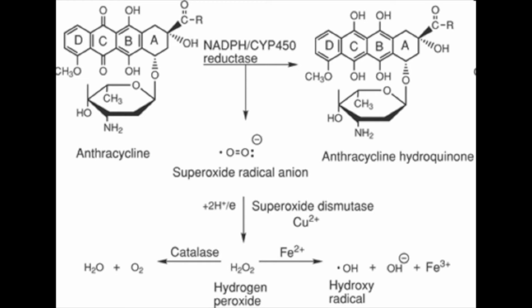However, when the hydrogen peroxide is used with iron to form a hydroxyl radical, a hydroxyl and iron, then that is where the cardiovascular toxicity comes into play. And it's the CV toxic pathway, where the OH free radical is formed.